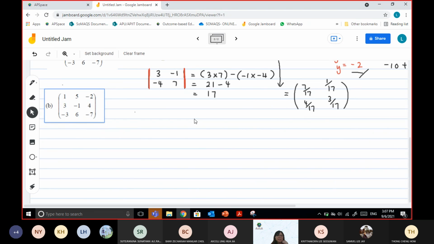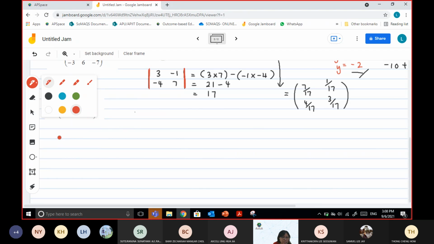The same thing goes for the 2 by 2. When we come to the 3 by 3, we also need the determinant. Then we need to find the adjoint of the matrix. But before you can find the adjoint of the matrix, you need to find the cofactor. Before that, let's look at the determinant. So we put 2 straight lines to indicate the determinant.